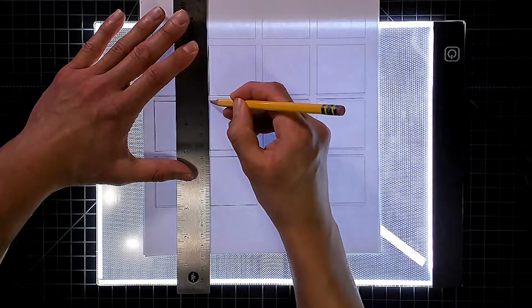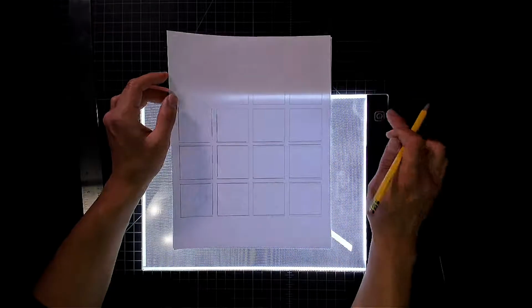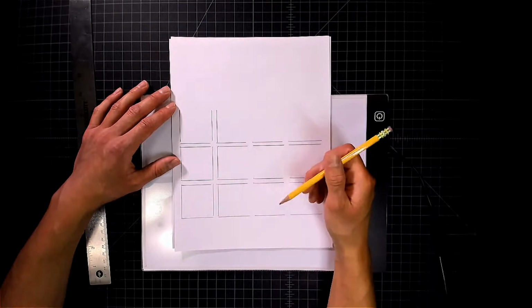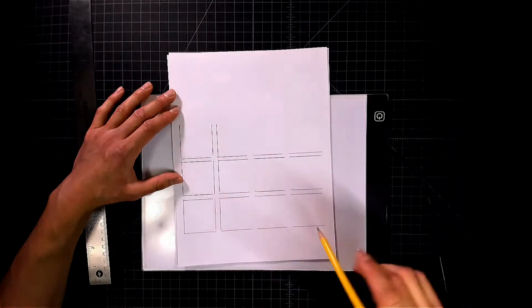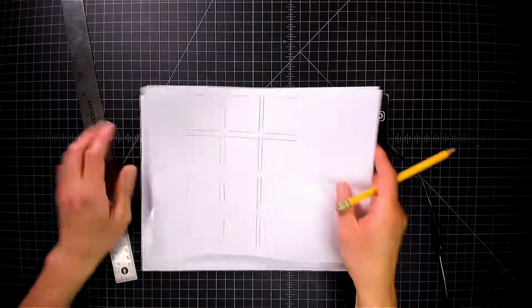Line up your marks with the ruler. Okay, and let's just say I have all my lines drawn in. So you would draw all those squares on the tracer, draw all 16, and then you could go ahead and use it for one of your projects or for one of your assignments.